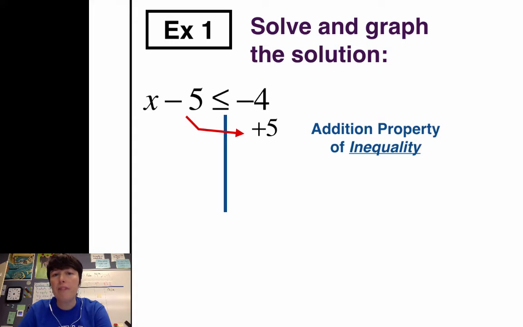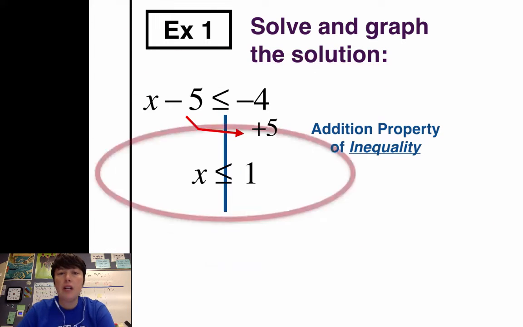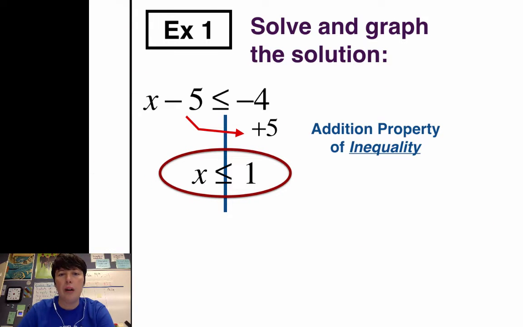And when we do that, that's the addition property because we're adding the 5. The addition property of equality is what we'd say if it was an equal sign. But since it's an inequality, we're going to say addition property of inequality. That's the slight word change there. And we're going to do our math here. x is going to be less than or equal to negative 4 plus 5, different signs subtract, so that's going to be positive 1. And that's our answer. x is less than or equal to 1.